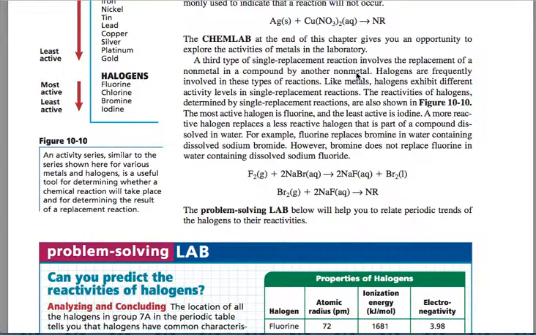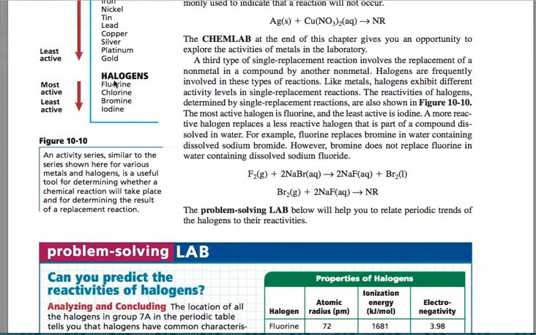A third type of single replacement reaction involves a replacement of a nonmetal in a compound by another metal. Halogens are frequently involved in these types of reactions. Like metals, halogens exhibit different activity levels in single replacement reactions. These reactivities of halogens determined by single replacement reactions are also shown in figure 10.10. The most active halogen is fluorine and the least active is iodine.